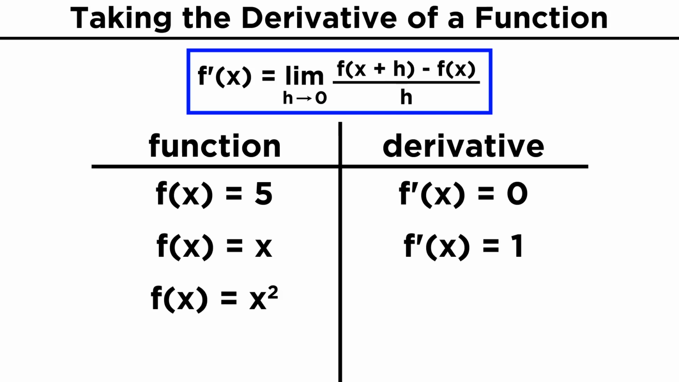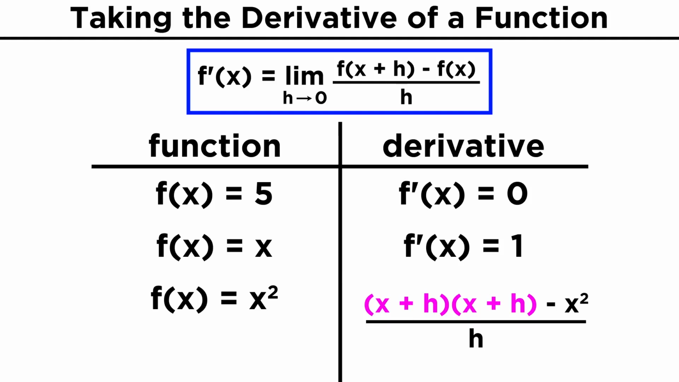Now let's try x squared. Up top, remember that we are plugging x plus h into the function first. So we have x plus h quantity squared minus the function itself, or x squared. Now we have to FOIL this first term on the top, and we get x squared plus 2xh plus h squared minus the x squared, and that leaves us with 2xh plus h squared.